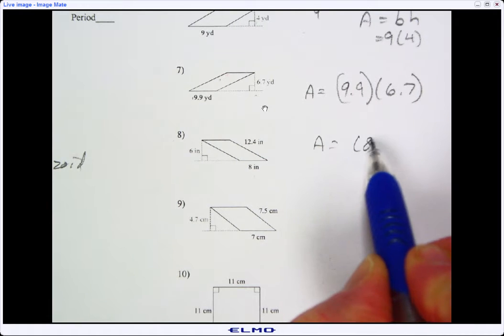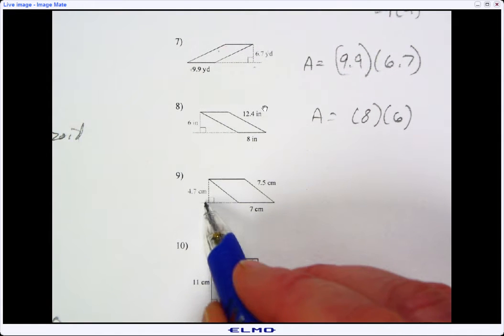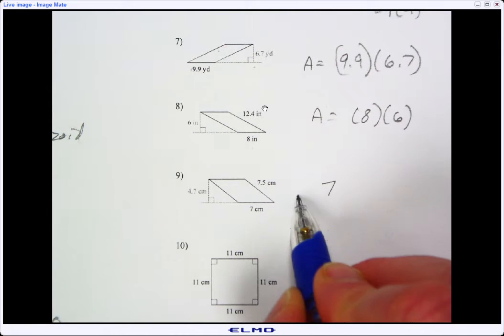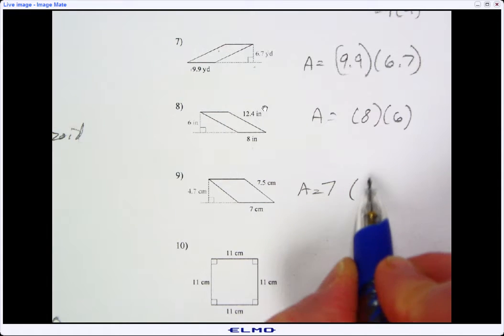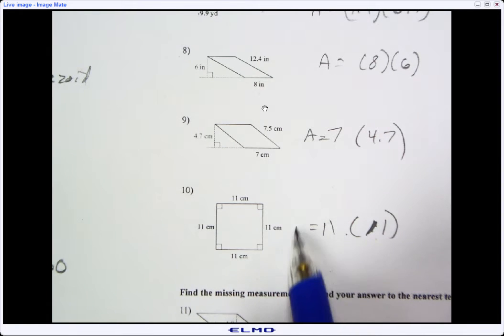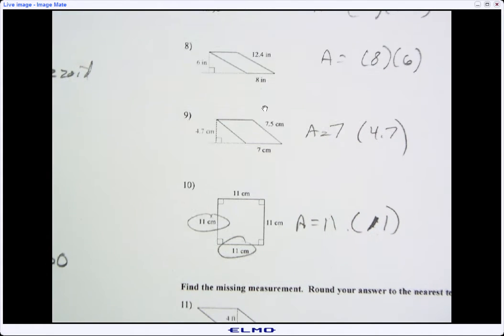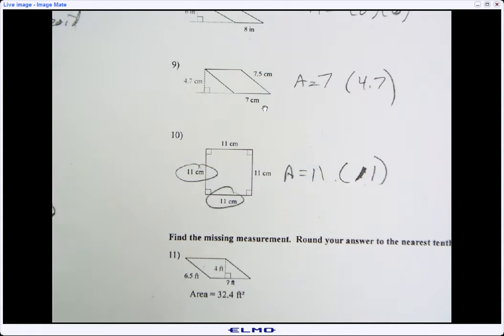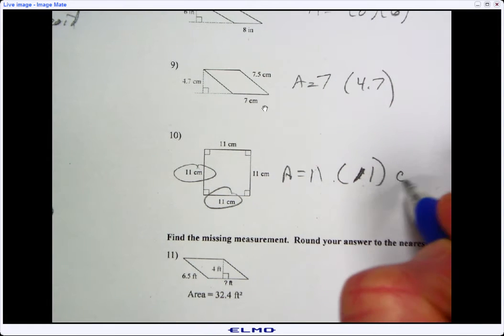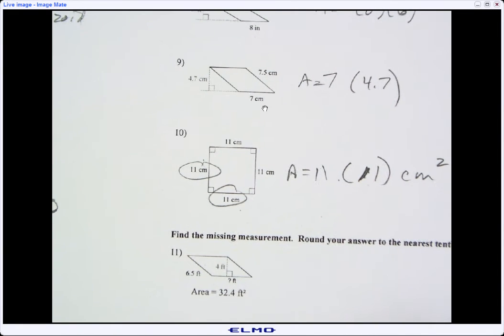This would be 8 times 6. 7 times 4.7. You get a pattern there, really easy. 11 times 11. A rectangle works for a square. It's just two sides are the same when it's a square. Okay, so those are pretty straightforward. All the units for area are units squared. So like this would be centimeters squared because it's centimeters times centimeters, centimeters to the second power.